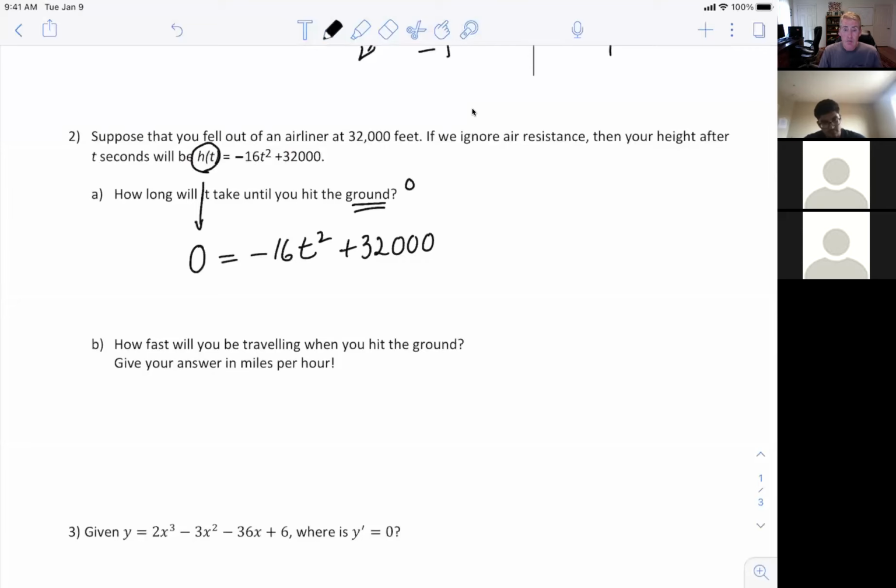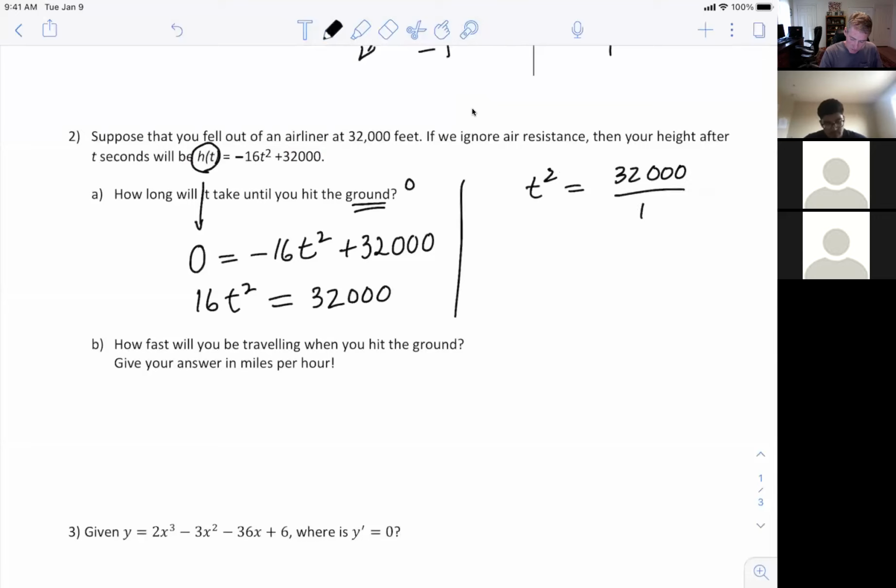And you could use the quadratic formula. You could complete the square. You could try to factor it. You could also just move this 16t squared to the right side. It becomes positive. And then divide both sides by 16. So 16 will divide into a 32 2 times, and then the zeros will just stay there. So it's going to be t squared equals 2,000. And then take the square root of that.